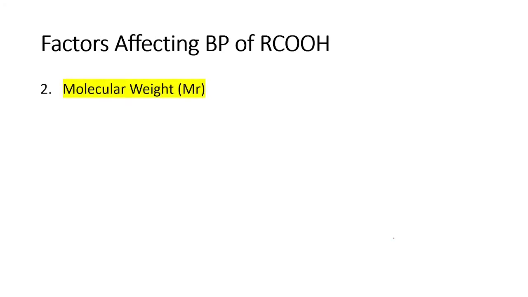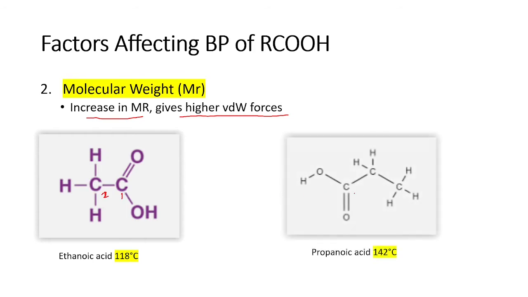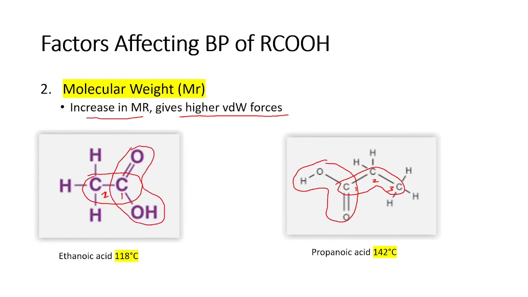What else? Molecular weight. Yes, this is also important. Increase in molecular weight will give higher van der Waals forces, the interaction between the molecules. For example, ethanoic acid, 2 carbon atom, 1, 2, and this one is propanoic acid, 1, 2, 3. The difference is that this one is 2 carbon atom and this one is 3 carbon atom, but still having 1 carboxyl group. This is 1 carboxyl group. This is also 1 carboxyl group.